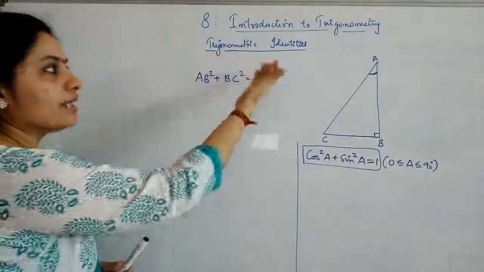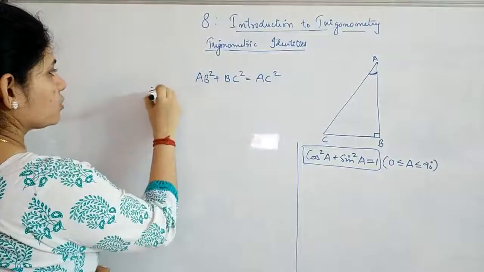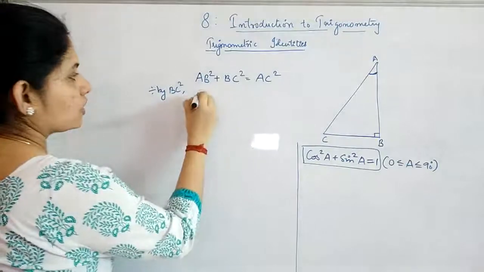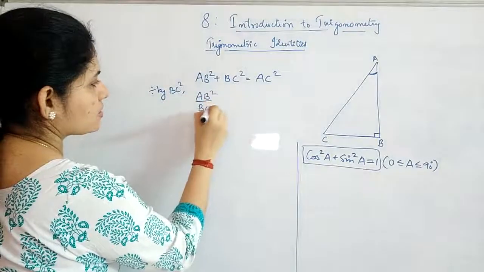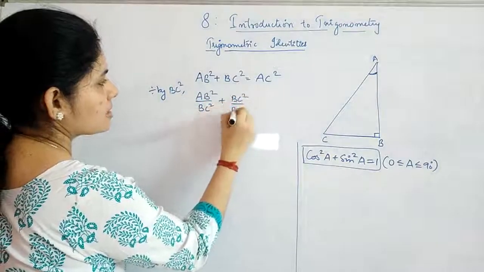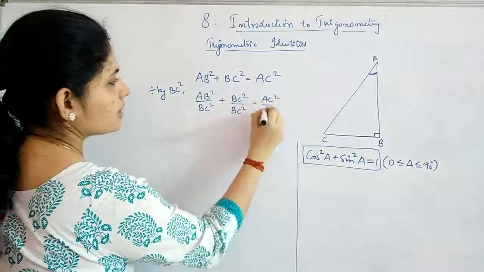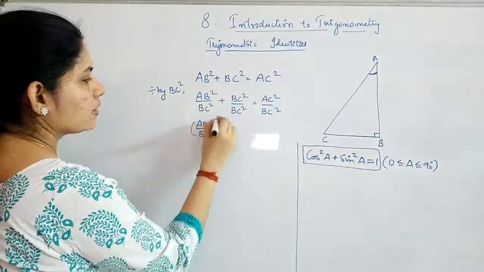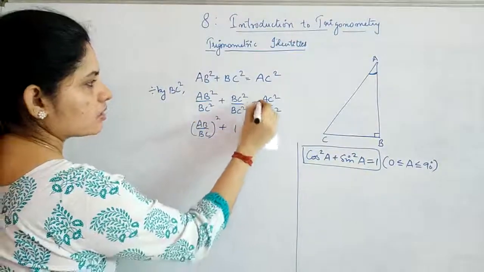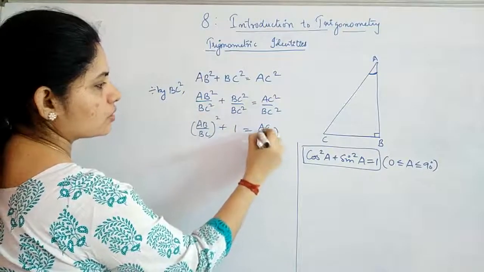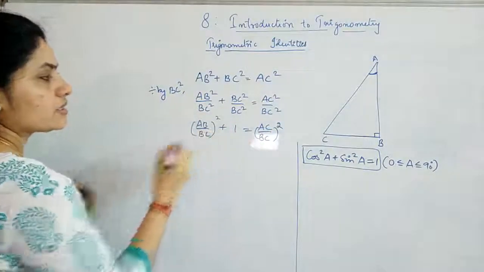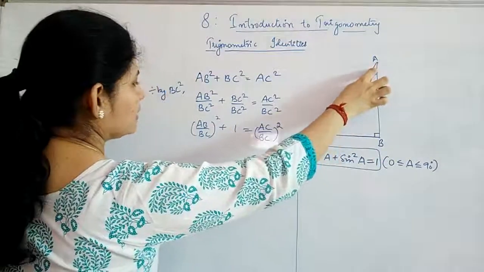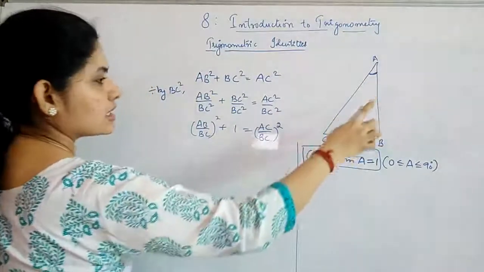In order to find out the next identity, we are dividing throughout by BC square. So what will happen? AB square by BC square plus BC square by BC square is equal to AC square by BC square. Now this can be written as AB by BC the whole square plus 1 is equal to AC by BC the whole square. Now again, just check from the triangle what is AB by BC.